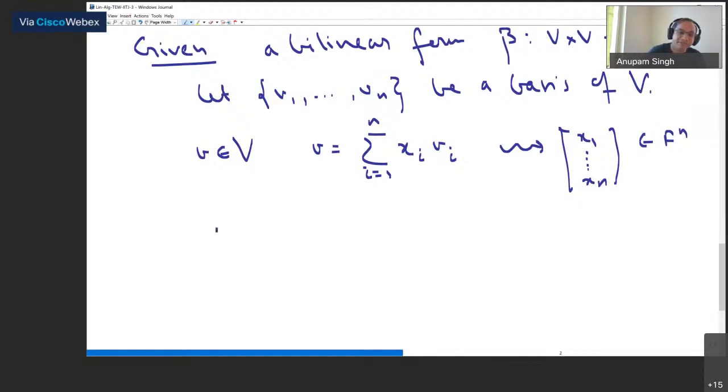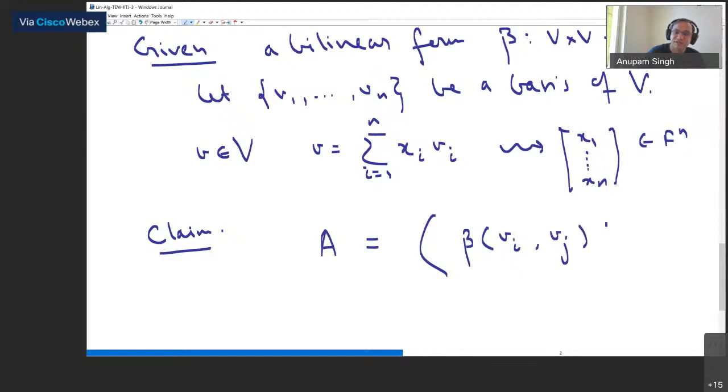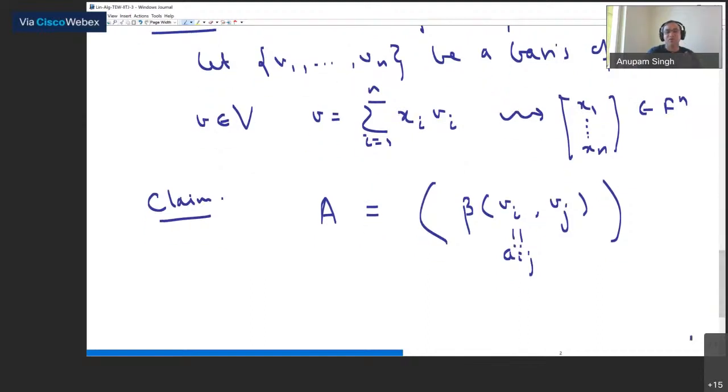So my claim is this. Let us define this matrix. I define a matrix A of which the ijth entry is beta evaluated at the vectors vi and vj. So this is my ijth entry. You might want to call it Aij. This is how I define the ijth entry. So I'm given beta, and I can compute all beta(vi, vj), and that gives me n square entries. I put them in a matrix like this, and my claim is that this is that A which I wanted to associate.